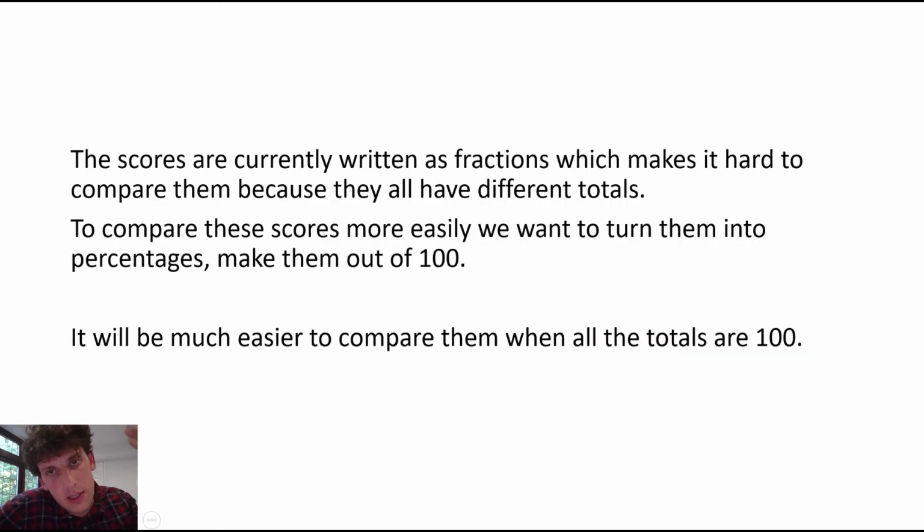Okay, so the scores are currently written as fractions, which makes it hard to compare them because all the totals are different. To compare these scores more easily, we want to turn them into percentages, okay? And remember, percentages is making them out of 100. It'll be much easier to compare them when all the totals are out of 100, okay?